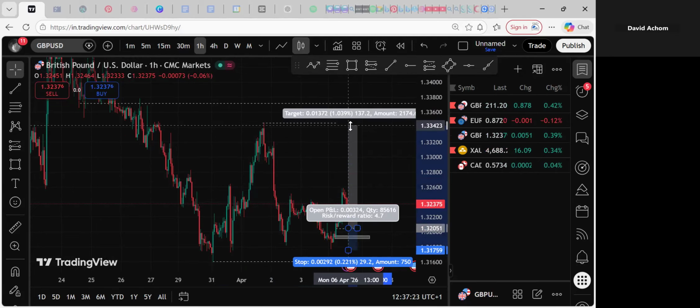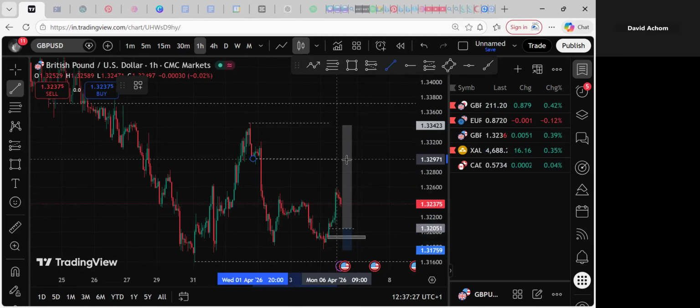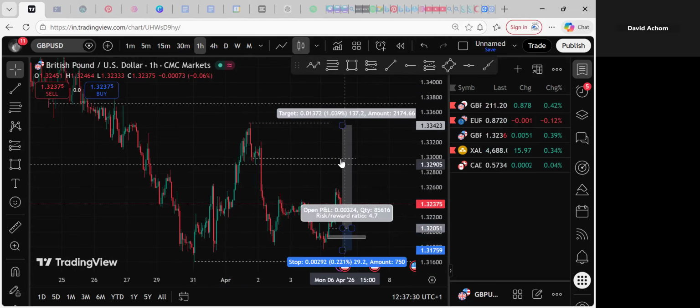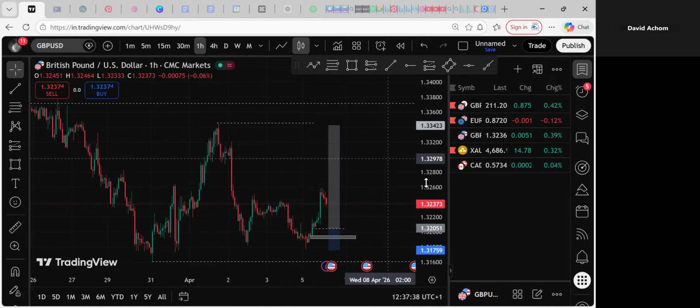But while you are targeting this level, this is a 1:4, do not forget this level. This will definitely be a point where price would have to make a decision, either to reverse completely or to keep pushing higher. So do not forget this level here. That's 1.3297, because this is a clear supply zone.